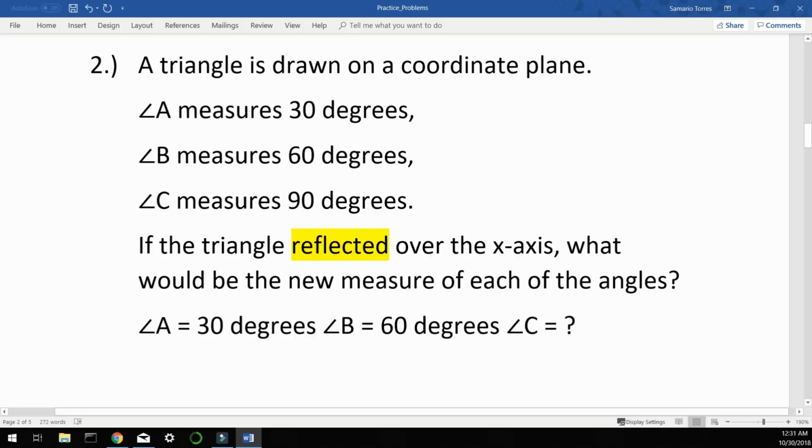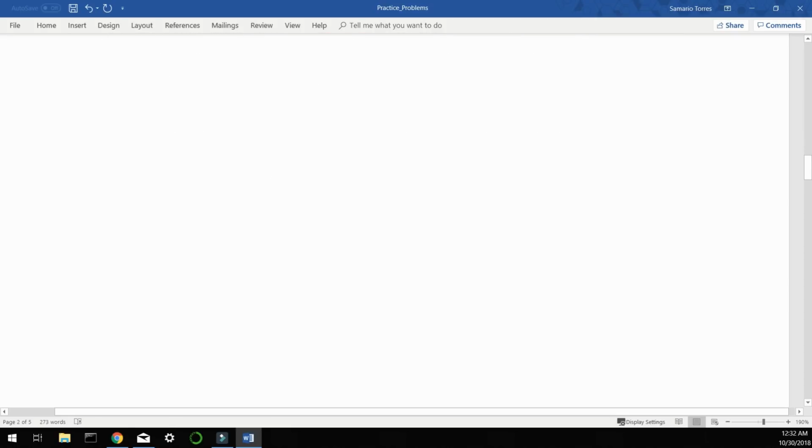They told you angle C was 90 degrees, and they got reflected. Does that matter? No, it's still going to stay 90 degrees because rigid transformations preserve measures of angles. All right, that's straightforward. Let's go to number 3.